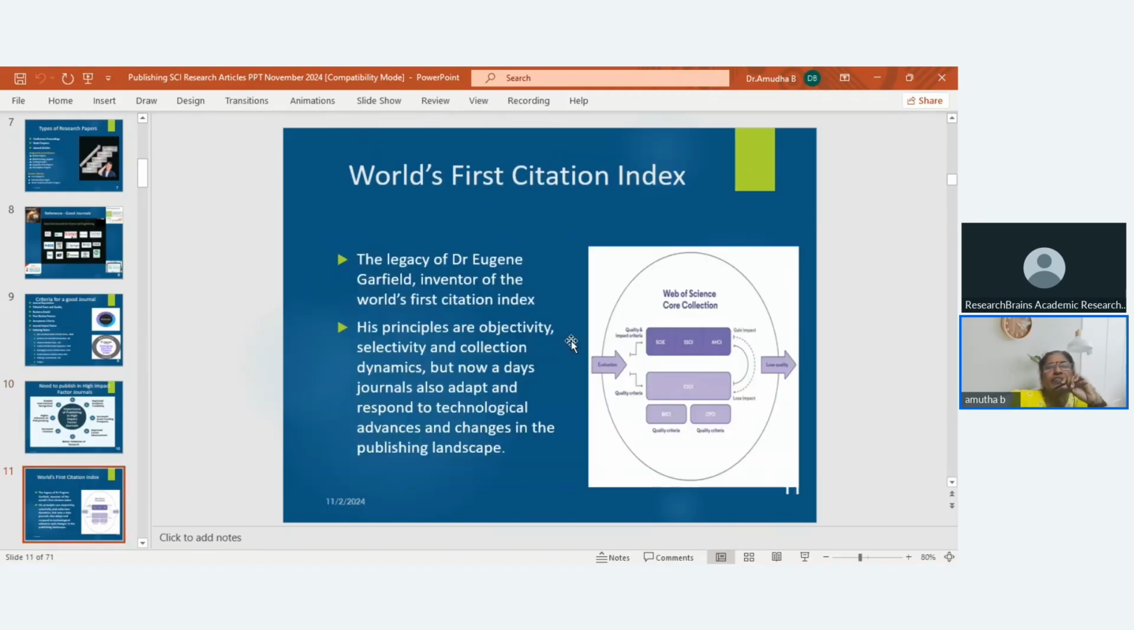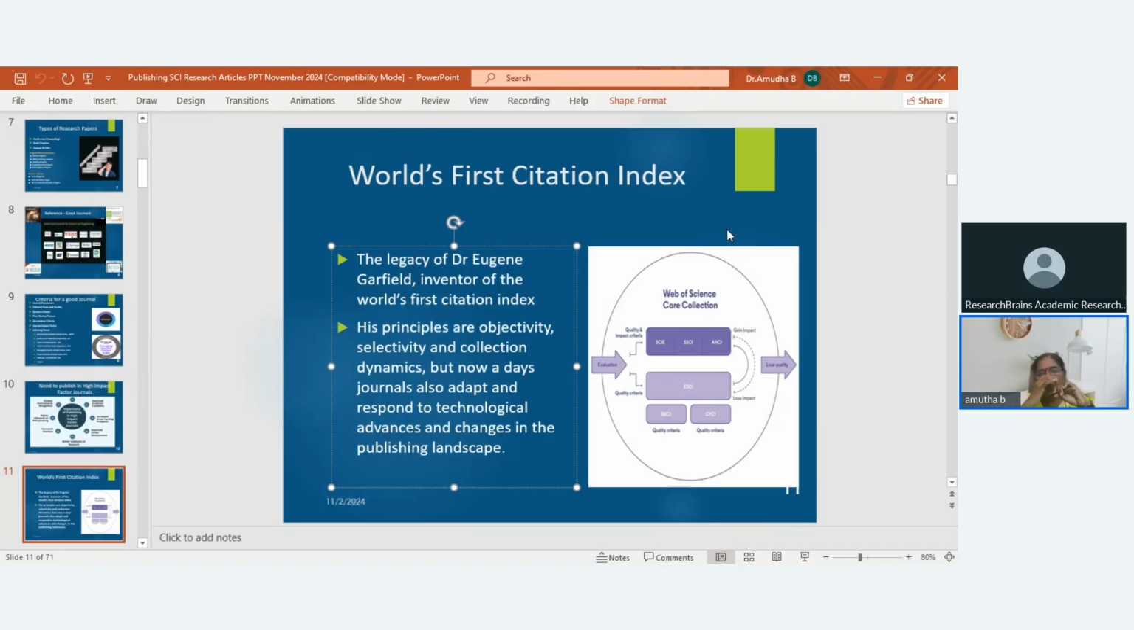And the world's first citation index was invented by Dr. Eugene Garfield, inventor of the world's first citation index. What's the meaning of that? He devised some principles, and based on those principles, the Science Citation Index emerged. Those principles are objectivity, whether there is objectivity in the paper or not, selectivity, and collection dynamics. All these are the basic criteria for a journal to accept a paper which you are sending to that journal.